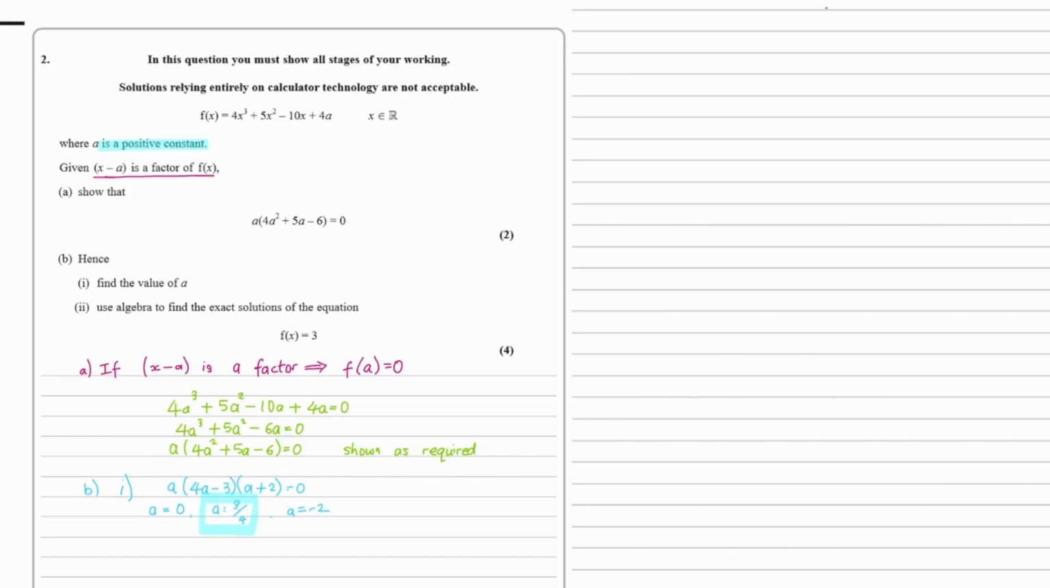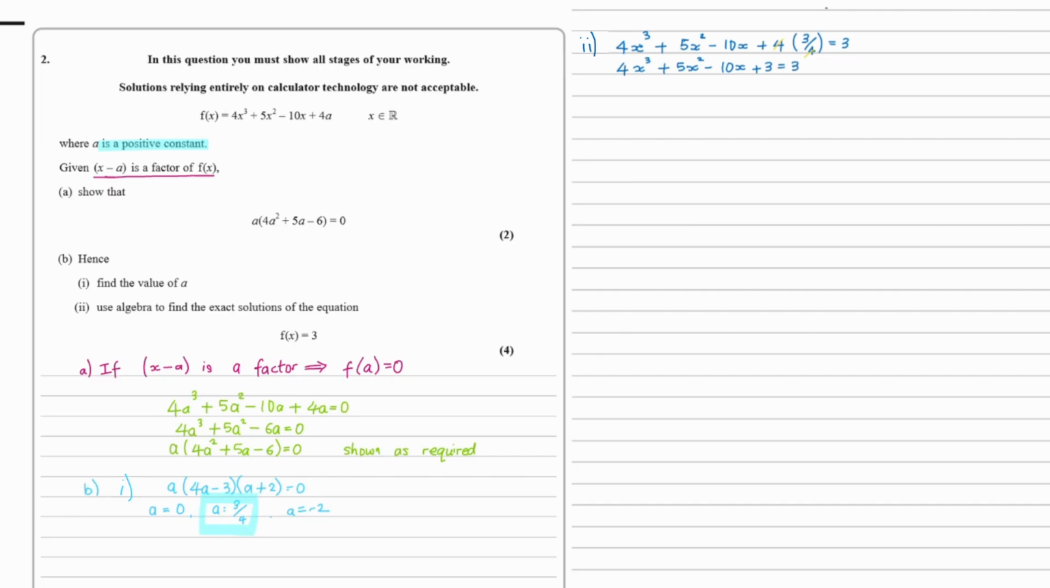Part 2 of B says, use algebra to find the exact solutions of the equation f of x is equal to 3. So now that we have found the value of a, we can first start by substituting it into the equation. So we can write this as 4x cubed plus 5x squared minus 10x plus 4 multiplied by 3 over 4. And because we're told to solve f of x is equal to 3, we will now equate this to 3. We can then simplify this further and write it as 4x cubed plus 5x squared minus 10x, and here the 4's would cancel out to give us plus 3, and this is equal to 3.